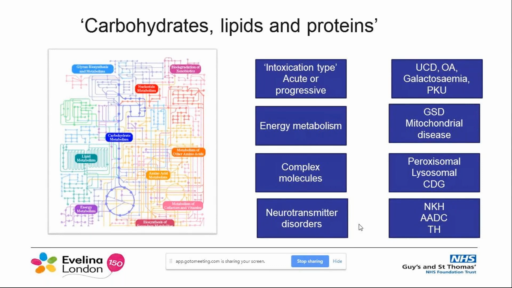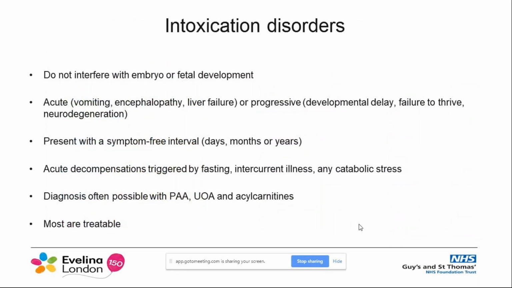And then we can think of neurotransmitter or seizure disorders as a separate set, really. So these are things like NKH, non-ketotic hyperglycinemia, and tyrosine hydroxylase, and AADC deficiency. Again, these are very rare seizure disorders, but I'll go through the investigation of some of these.